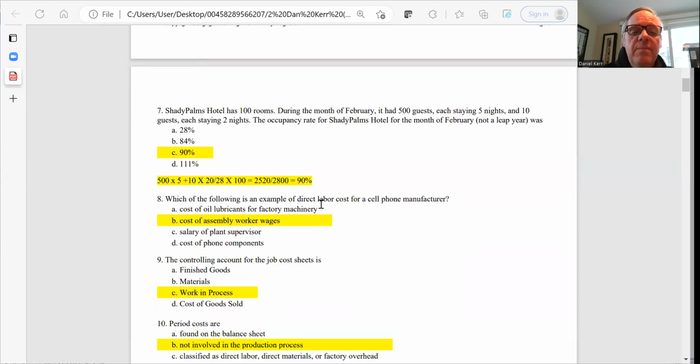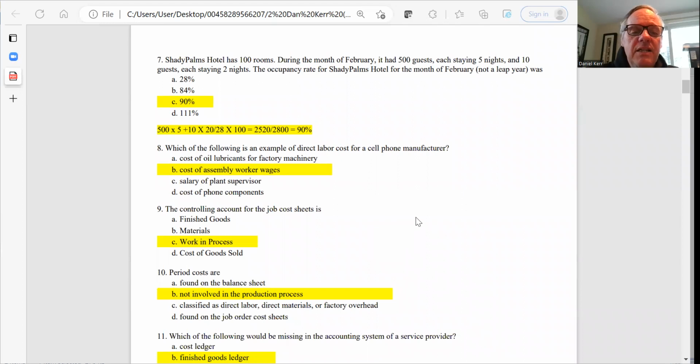Which of the following is an example of direct labor for a cell phone manufacturer? Well, the cost of assembly worker wages would be part of direct labor. All right, so the first 8 were drawn from Chapter 1. The next 8 are drawn from Chapter 2.